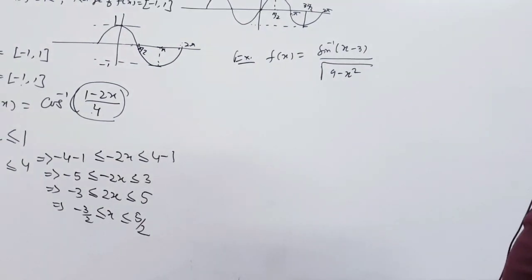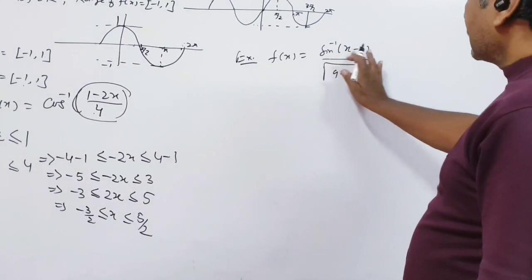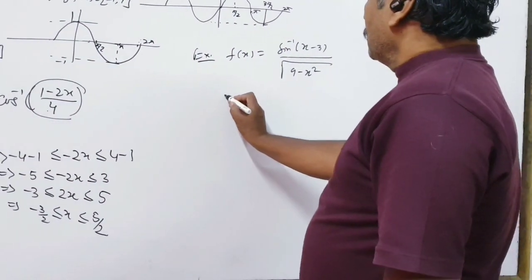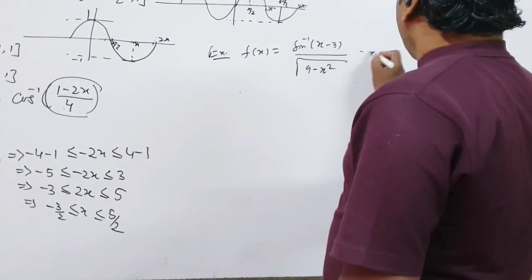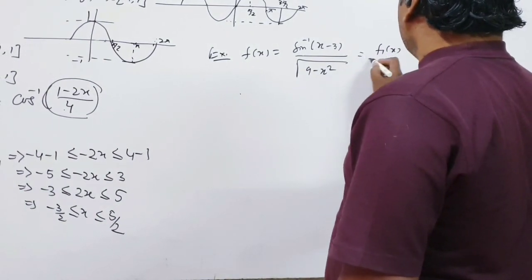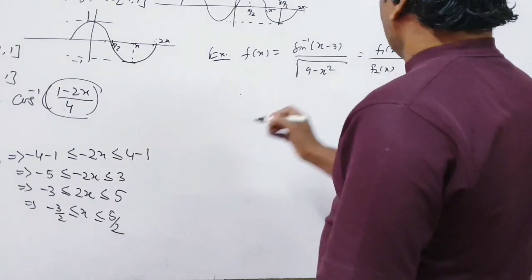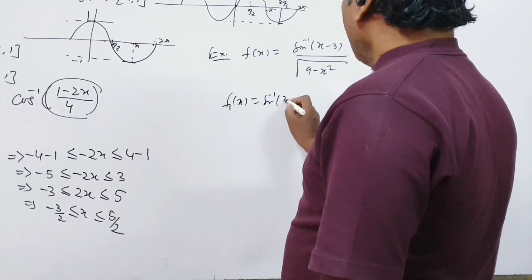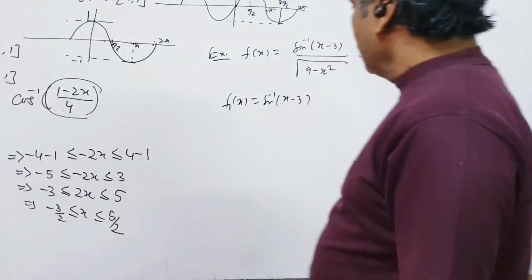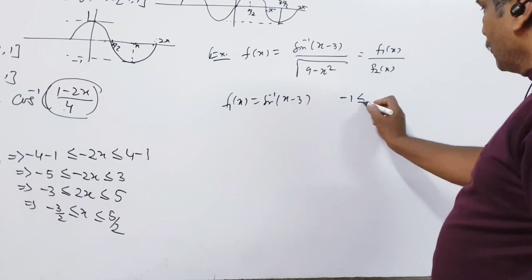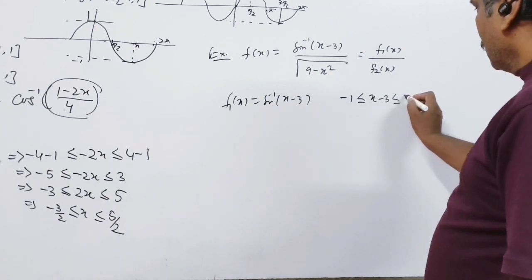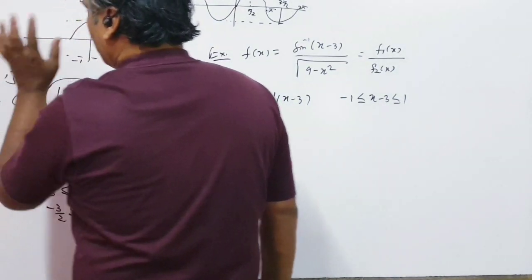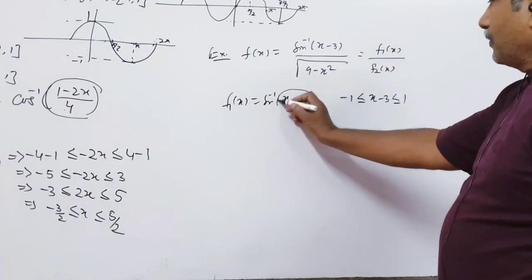Now here there are two functions. One is sin⁻¹ x. Sin⁻¹ x lies between -1 to +1. Let us say this is f1(x) and this is f2(x). So here f1(x) = sin⁻¹(x - 3). So what is the domain? So -1 ≤ x - 3 ≤ 1, because for sin⁻¹ x the domain is -1 to +1.